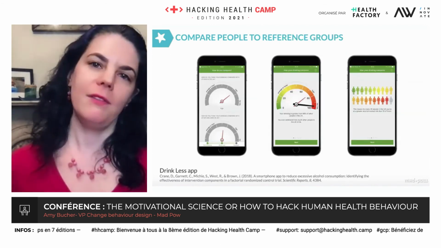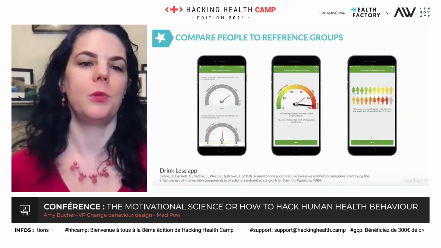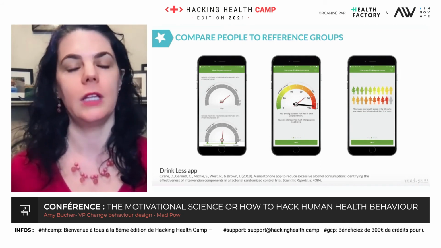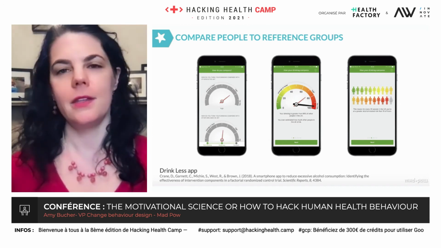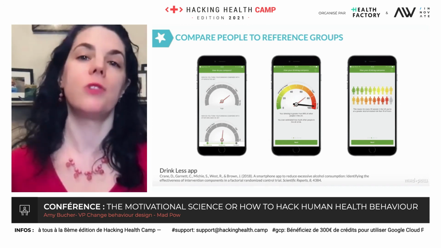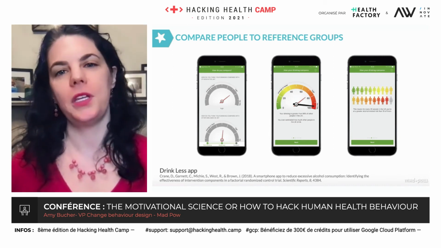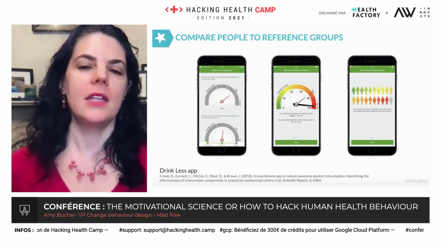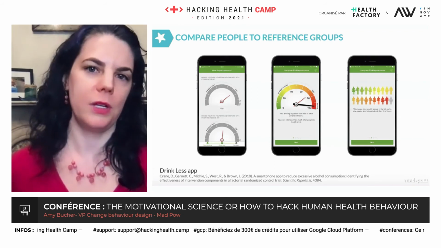And then once you have that information, how do you make sense of it? One way is to compare people to reference groups. What you see here on the screen are examples from an app called Drink Less. It's for university students in the UK. The data that the scientists who developed this collected suggested that they were binge drinking a lot of alcohol. It was because they believed that that was the cool thing to do. Everybody is doing it. And in fact, people were overestimating how much their peers were binge drinking.